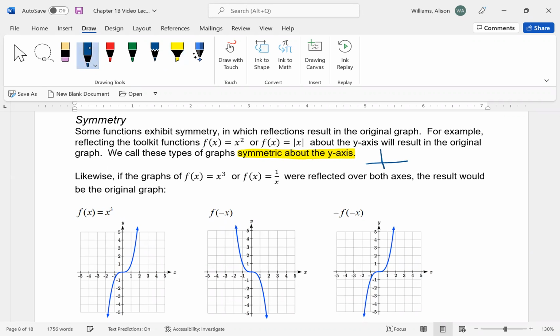Let me do a rough sketch. So x squared, that's the parabola, right? It's supposed to look like a mirror image over the y-axis. For the absolute value, that's the V.